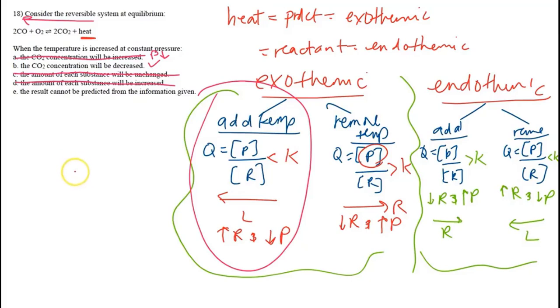And then the results cannot be predicted from the information given. The reason why this one is wrong is because we already have a correct answer for B. So the question becomes, can I verify that B is correct? We go back to our information and say, well, the only way it's going to happen is if I increase the heat, I have to decrease my products. So yes, I can verify that B is correct. And that is my correct answer, folks.